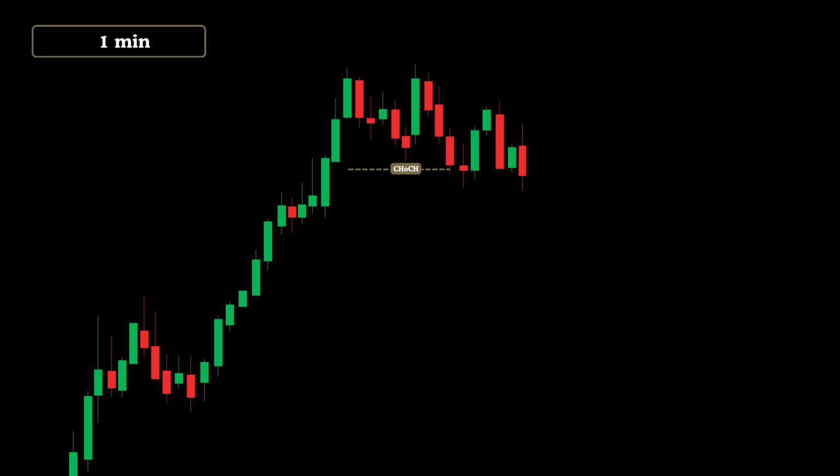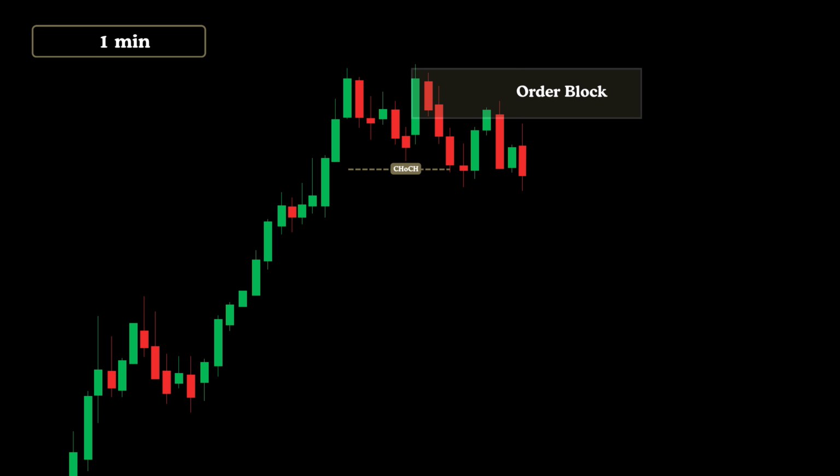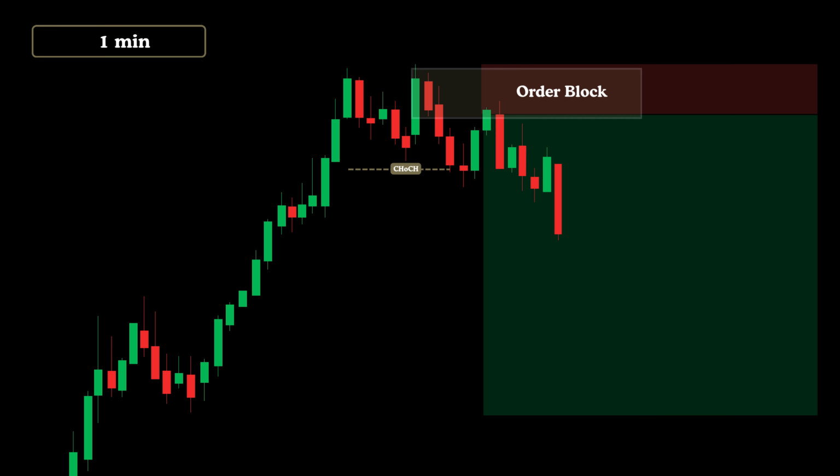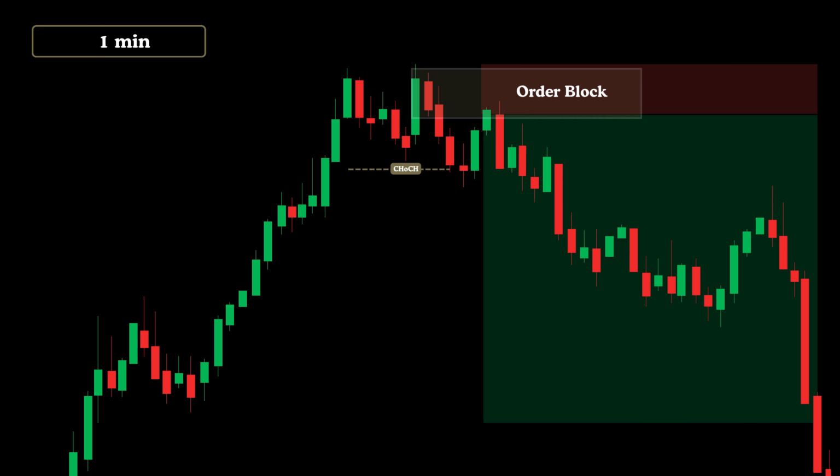A change of character has already happened here. Now, we'll locate the recent order block and place a sell order there. The entry will be on our order block. The stop loss is above the order block, and the target is at the market structure. If the price builds a new order block, you can take more trades, but with reduced risk.